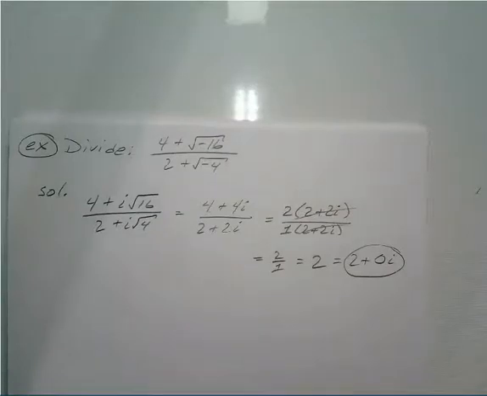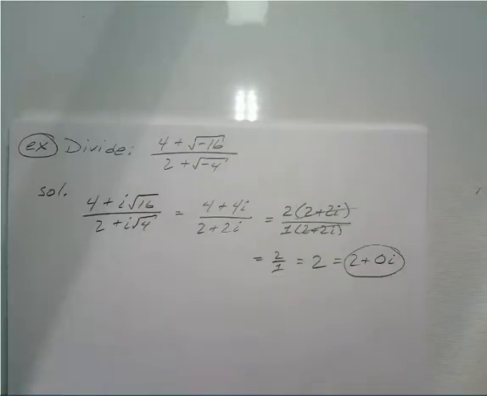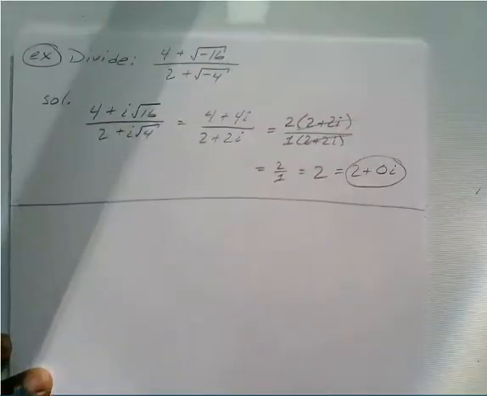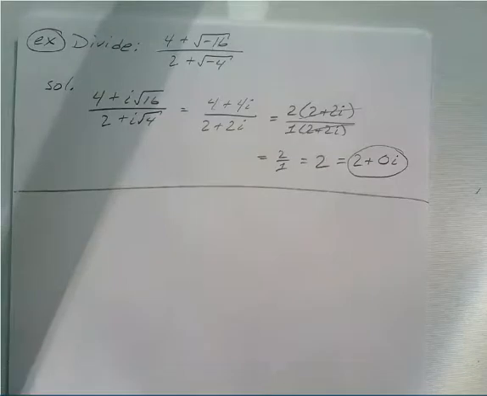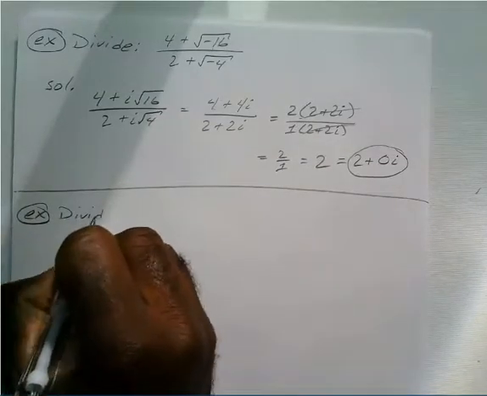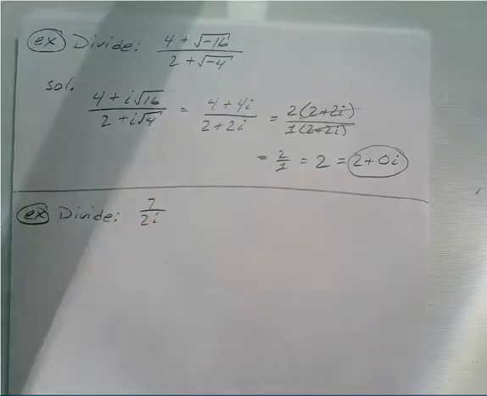Okay, so even if you did go through the steps of multiplying by the complex conjugate of the denominator, you'd still end up with the same answer. This is just an example of sometimes you can get lucky and have one just simplify right in front of you where you don't have to go through all that extra work. Alright, so let's do another example. Okay, so what if we want to divide 7 over 2i?